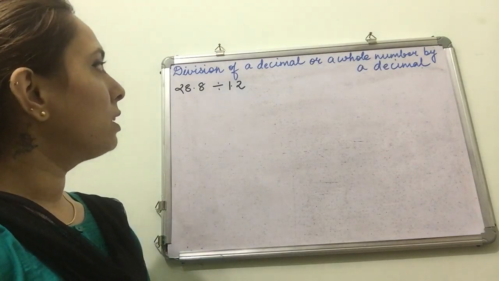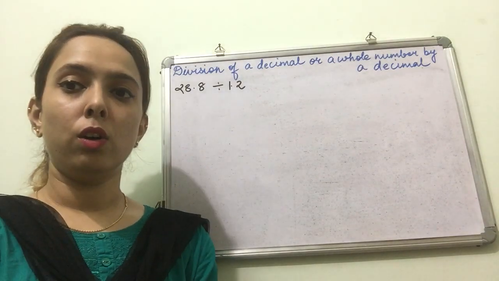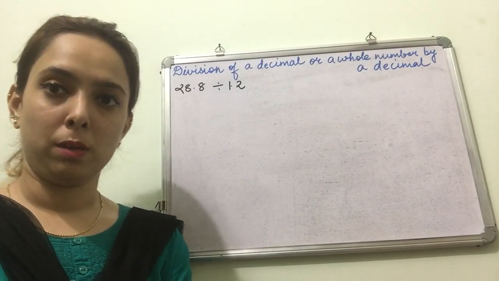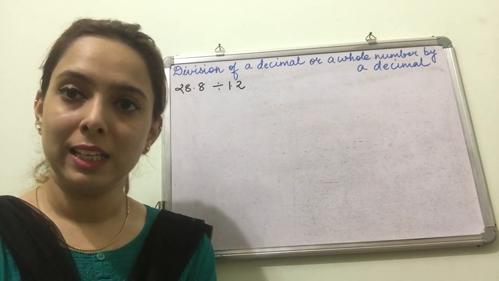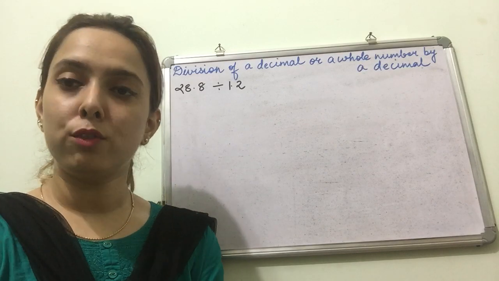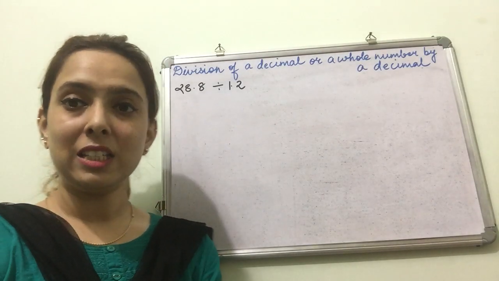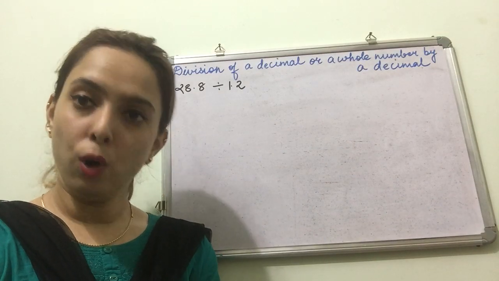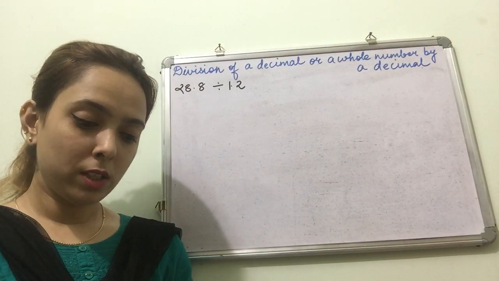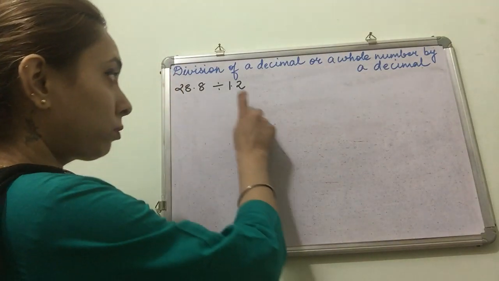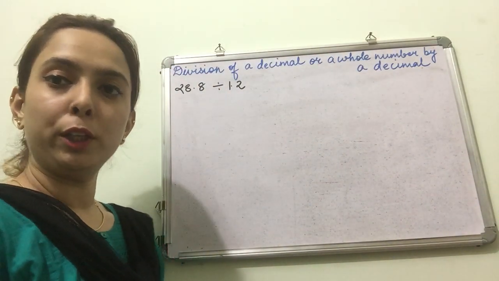So the topic is division of a decimal or a whole number by a decimal number. In this case, we will have to convert our divisor into a whole number. So first I want to explain to you how to convert a decimal into a whole number.